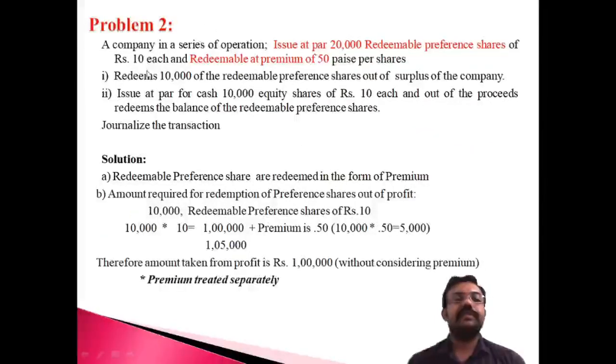And this is the second question. A company in a series of operations issued 20,000 redeemable preference shares of rupees 10 each, redeemable at a premium of 50 paise per share. Okay, so that means a company is issuing redeemable preference shares. ഇത്ര ഷെയർസ് ഇഷ്യൂ ചെയ്യുന്നു, ഇത്ര പ്രീമിയം.